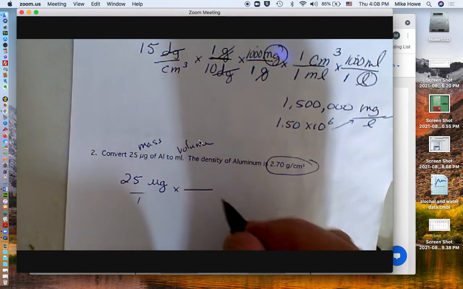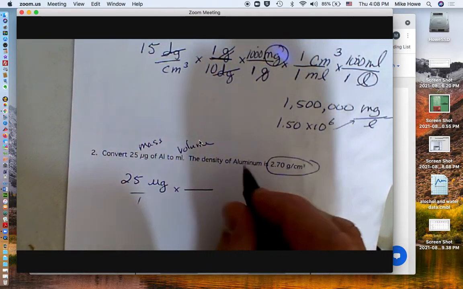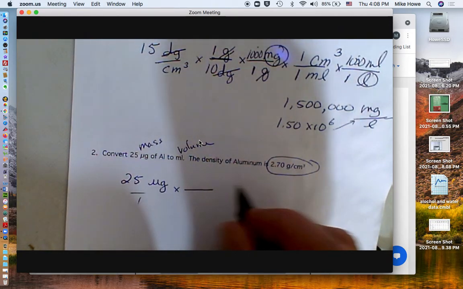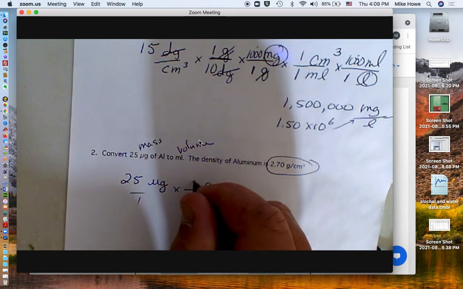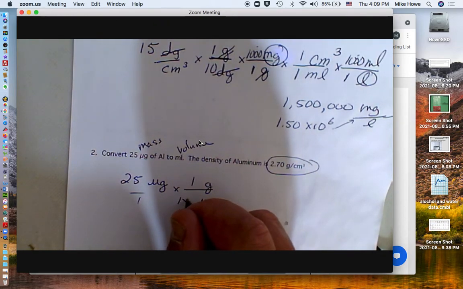So to use this, we need to change micrograms to grams because that's in grams. So put micrograms here and put grams here, and then on your things list it says that one of these is 1,000,000 of those.